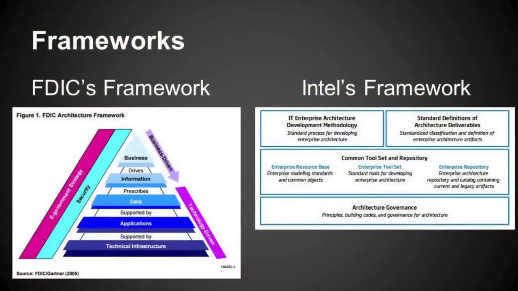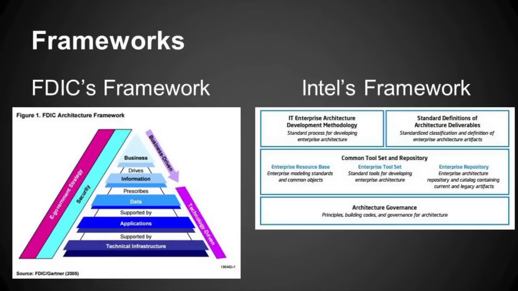Okay, so what you're seeing here are different frameworks for EA. While the principles of EA are the same, the execution of EA in the public sector and private sector can differ. For example, the FDIC's framework is a little bit different than Intel's framework. If you look to the left, you'll see the FDIC's framework. It has business, which drives information, which prescribes data, supported by applications, which is then supported by the technical infrastructure. The top of the pyramid is business-driven, whereas the bottom is technology-driven. And along all levels, there is security and the e-government strategy.